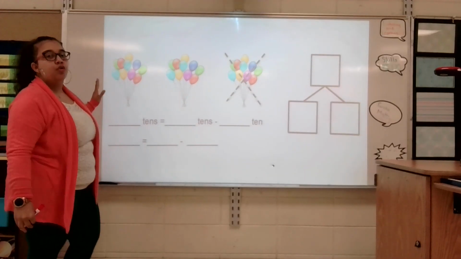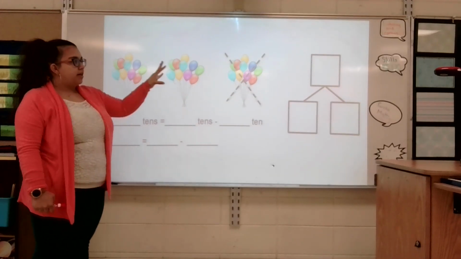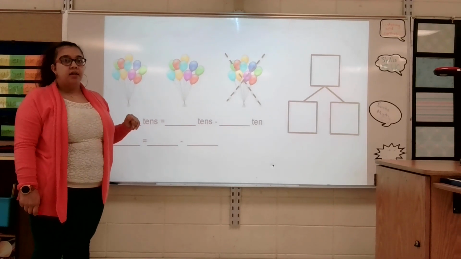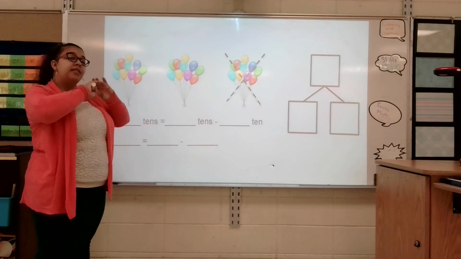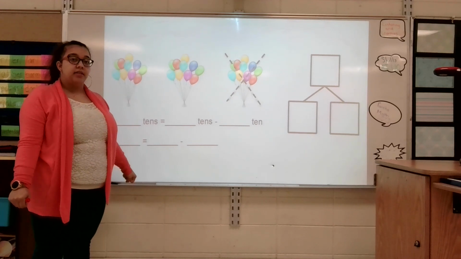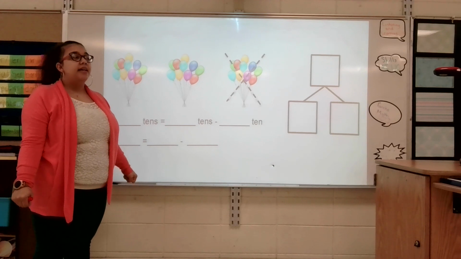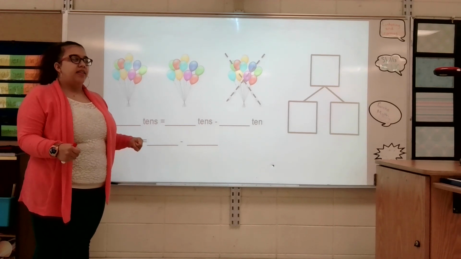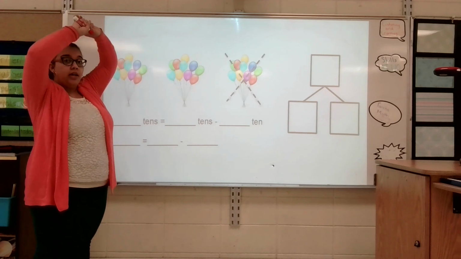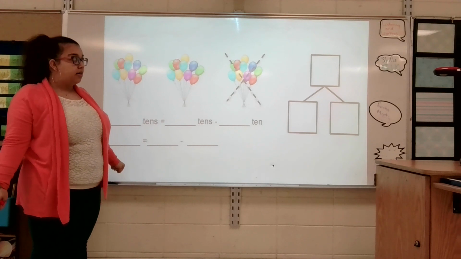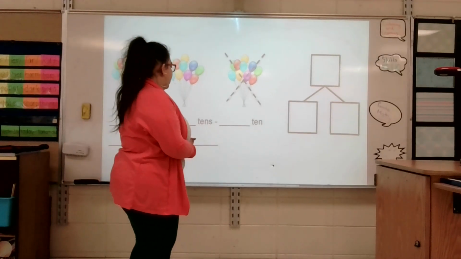So 3 bunches of balloons minus 1 bunch of balloons equals 2 bunches of balloons, right? Yeah. So 3 tens minus 1 ten equals 2 tens. Is that correct? Yes, good. Let's replace the word tens and actually identify that by the value. So 30 minus 10 is equal to 20. Good job. So let's fill out our number sentence.